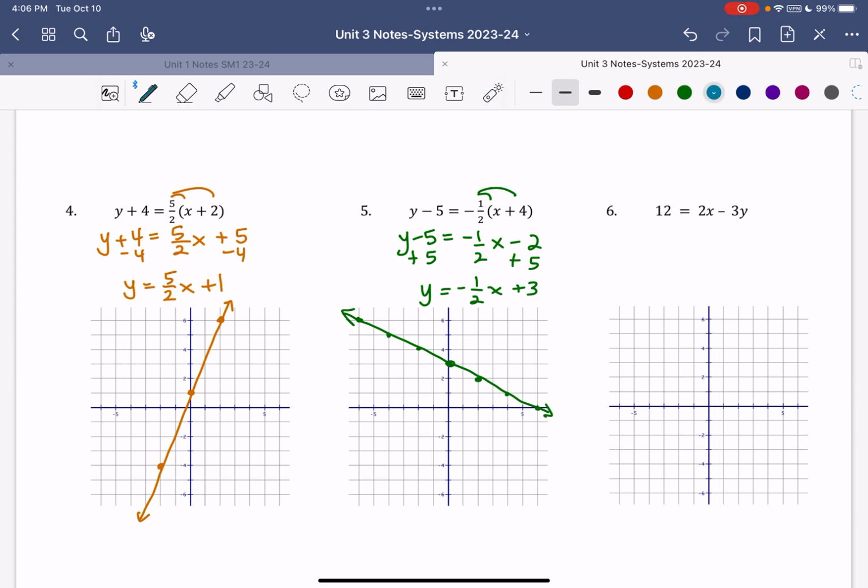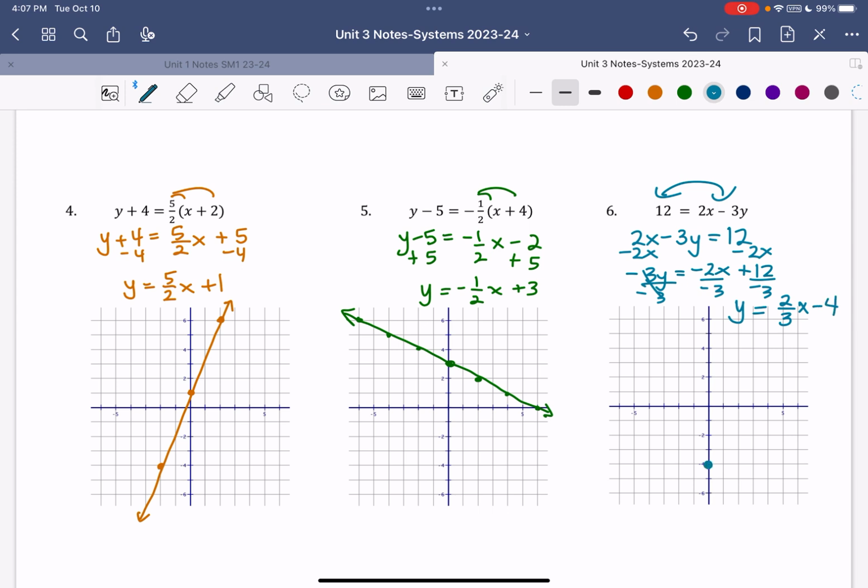And this one, I'm going to flip it over the equal sign. So I have 2x minus 3y equals 12. That way my y is going to be on the side that I want it to. Then I'm going to subtract the 2x. So I get -3y equals -2x plus 12. Divide everything by -3 to get my y by itself. So y is equal to, a negative divided by a negative is a positive, so 2/3 x. And then a positive divided by a negative is a negative, so -4.